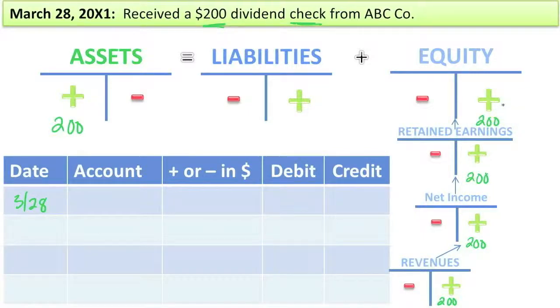What are the accounts affected? We have more cash, $200 more. That would be a debit entry. And we have more dividend income.